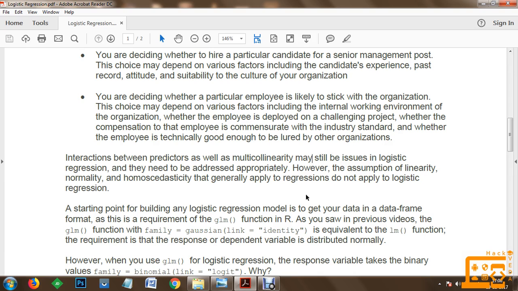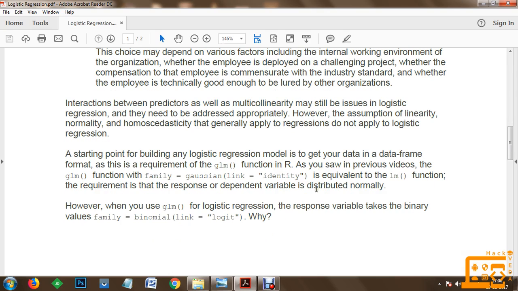As you saw in previous videos, the GLM function with the syntax family equal to Gaussian, and within this the value provided link equal to identity, is equivalent to the LM function. The requirement is that the response or dependent variable should be distributed normally. However, when you use GLM for logistic regression, the response variable takes binary values and you can specify that with a binomial function, and you can specify the link equal to logit.